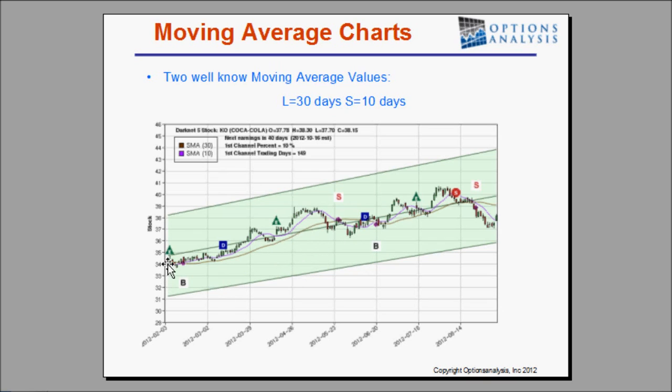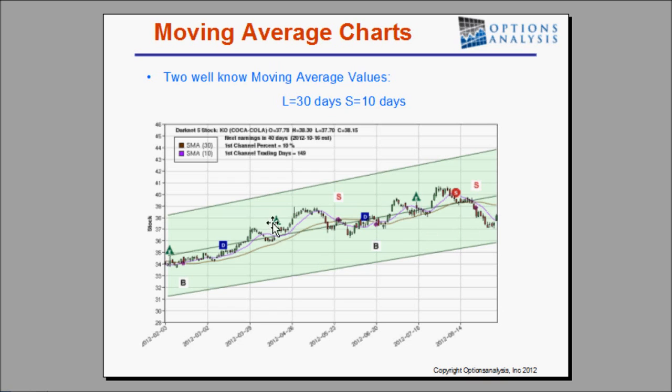When the purple line moves above the black line, you get a buy signal with this B here that's occurred right here. The stock had a nice uptrend, and eventually the lines crossed going the other direction, and that was the sell signal. Then they crossed back, giving you another buy signal here. The stock moved up some more, and then they crossed over again, giving you a sell signal here.